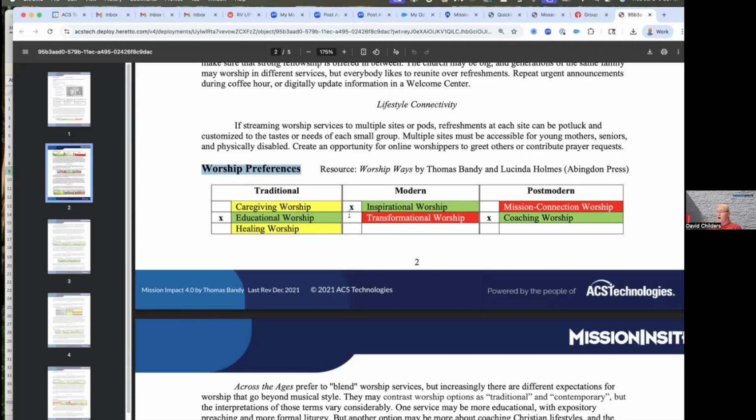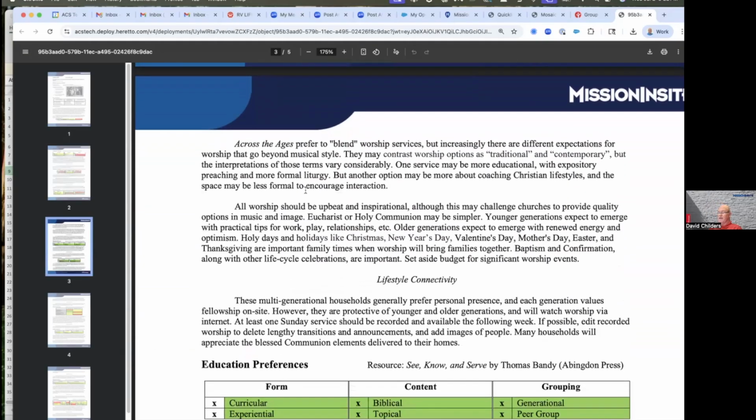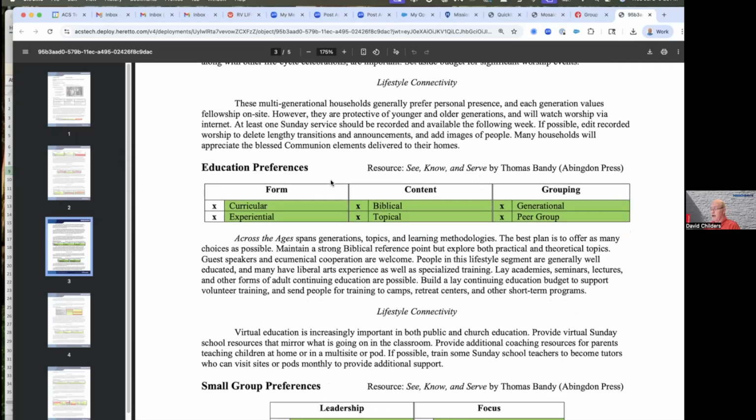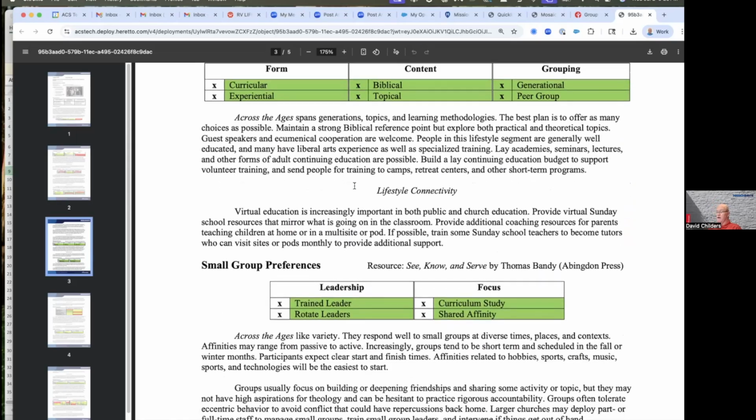The green, red, and yellow, or for those of us who are colorblind, you see the little X's beside these. It wanted to give you some indication of what the green ones were supposed to be for those higher worship priorities. Here it talks about worship, and then it talks about educational and the different types of worship education. Here's curricular and experiential, biblical and topical. In this BO7, they're pretty widely varied as far as their educational preferences. They'll be open to all different kinds of that kind of education.